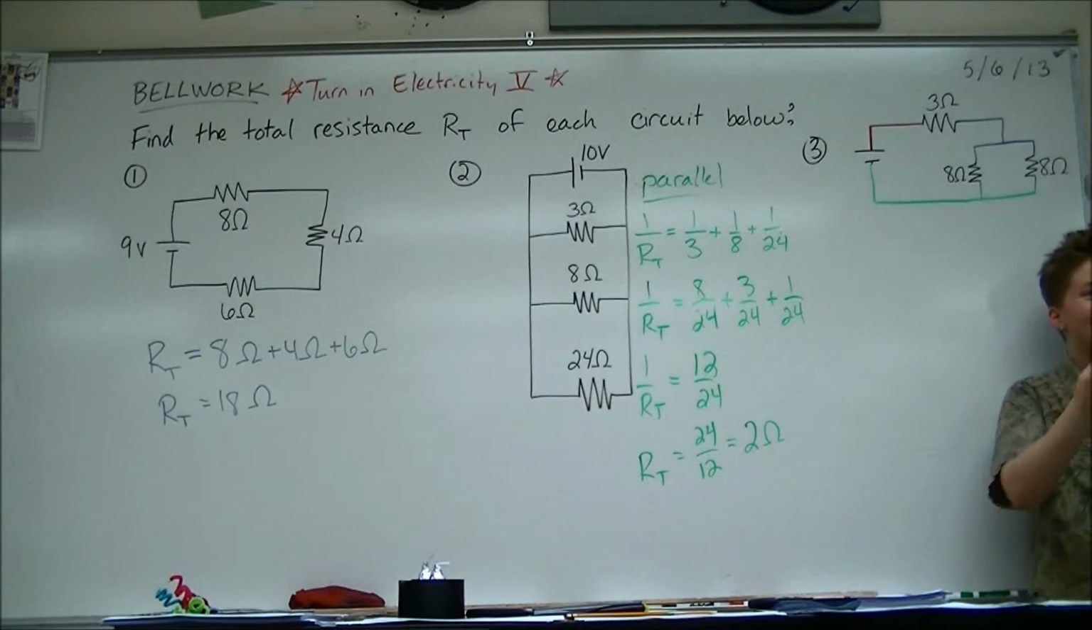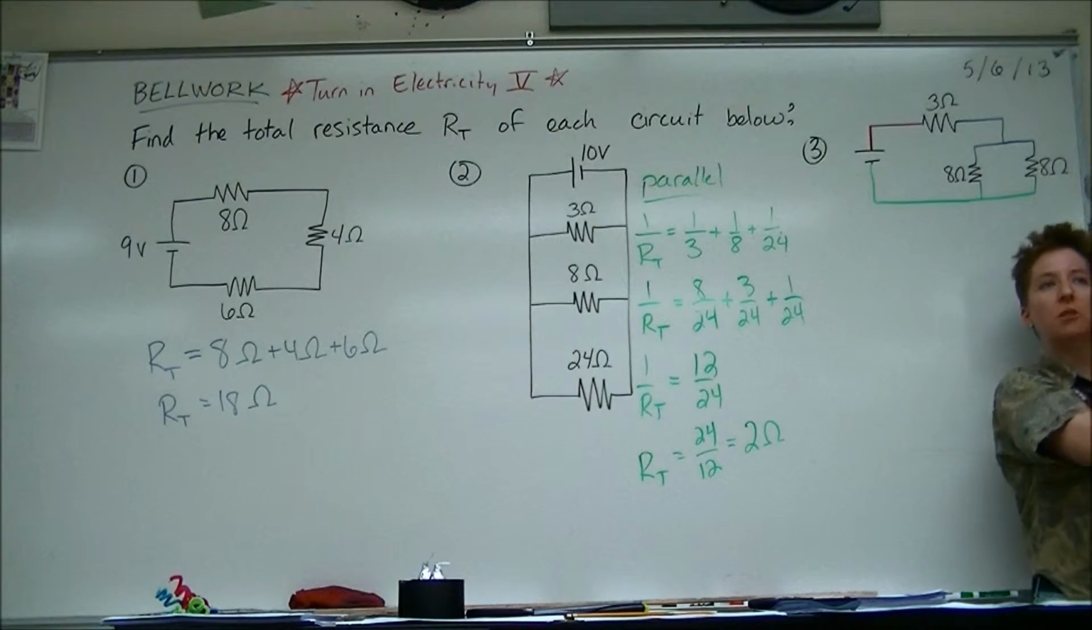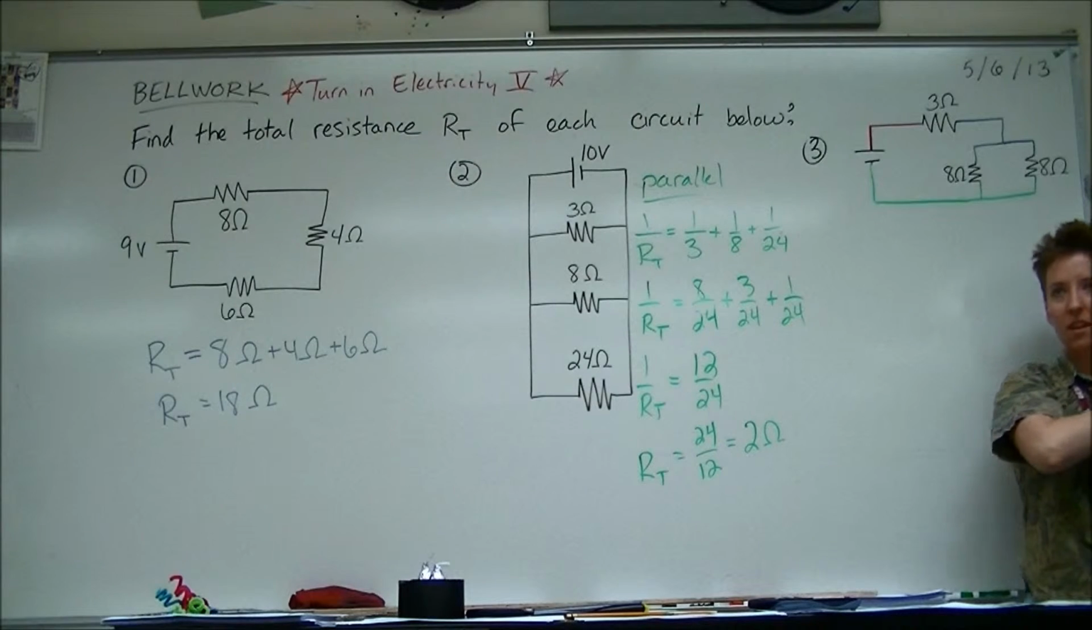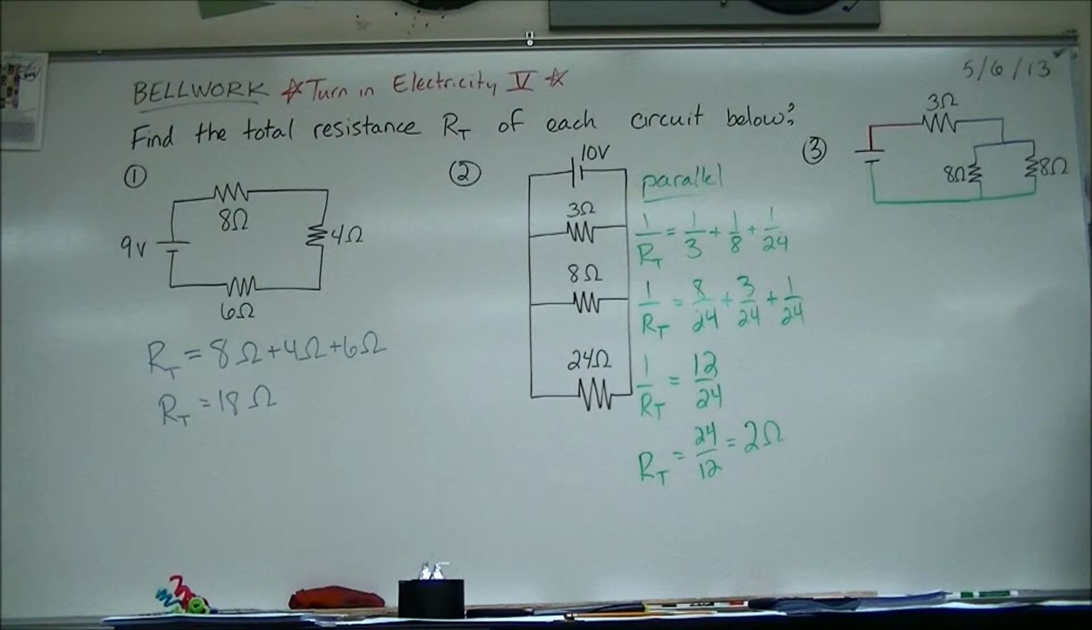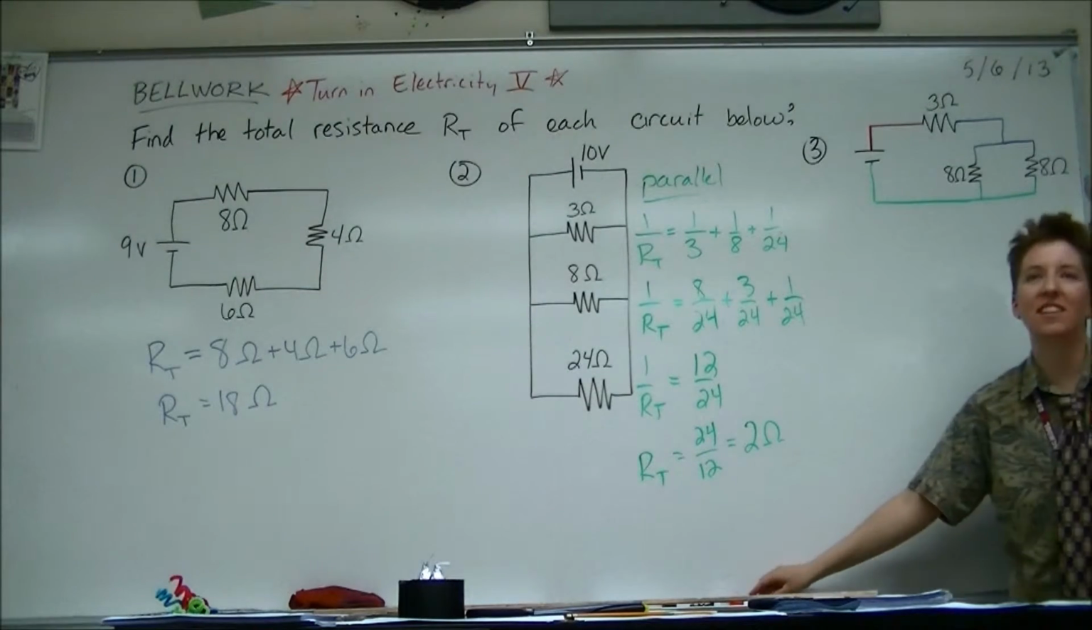Oh, I get it. I'm going to take those two 8s and just smush them into one resistor. Make the 16? Not 16, because they're parallel. Two 8s, it'd be 4. Yes, I have to do the fraction thing.